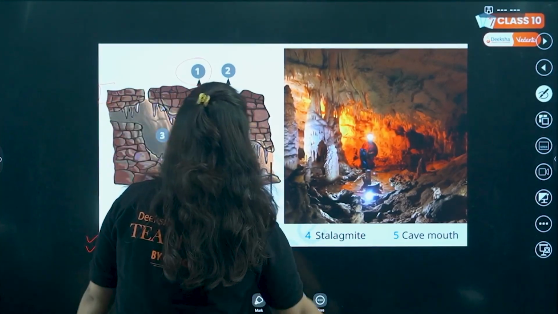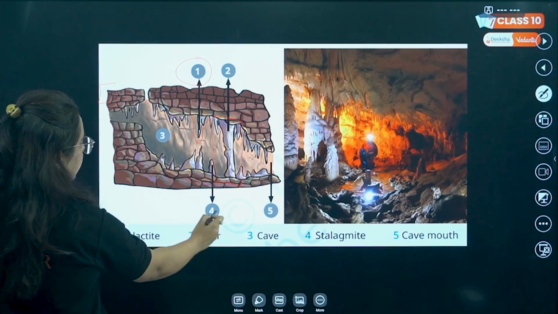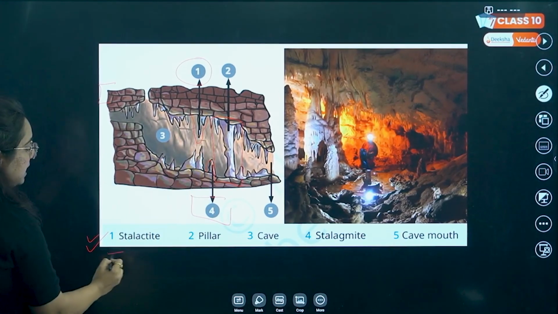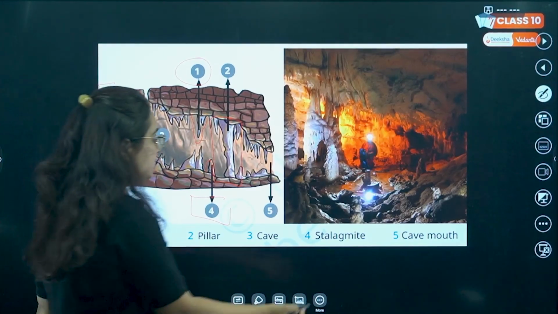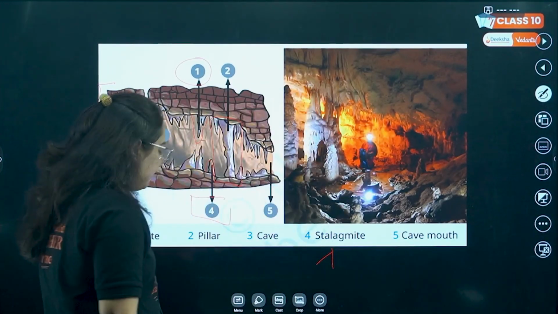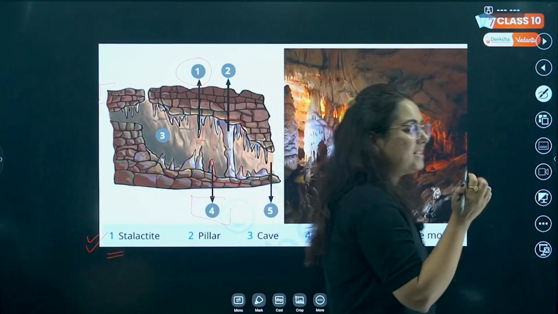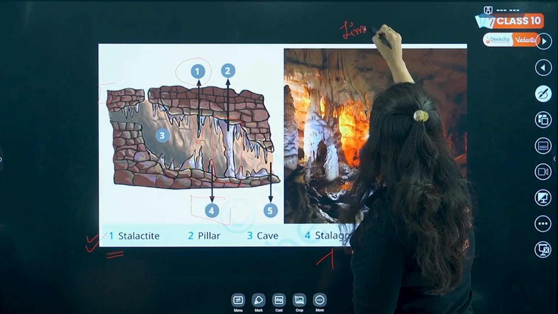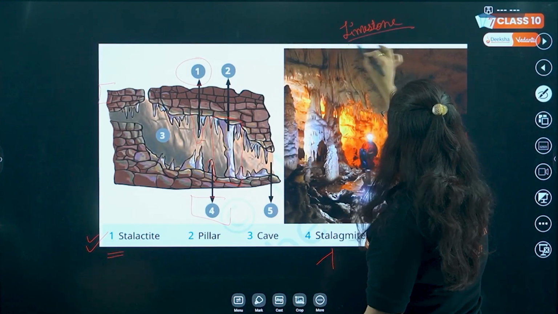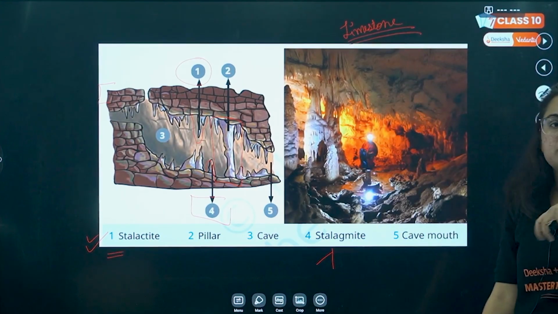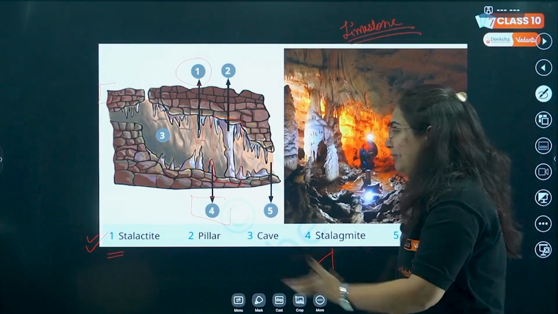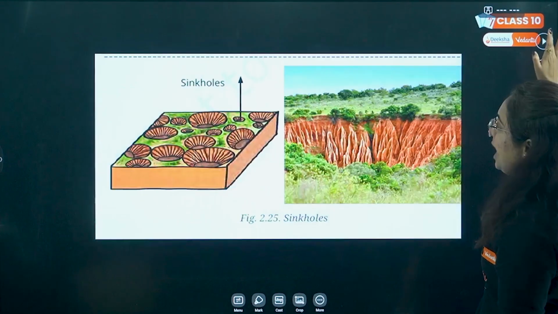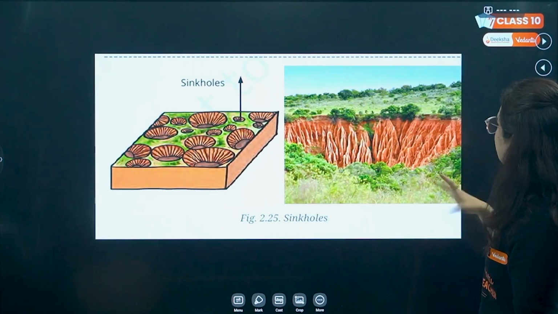Then stalagmite, basically this one. Okay, the below one. The above one is known as stalactite. The below one is known as stalagmite. Okay, and cave mouth is also there. So basically what happened when the composition of the rock is majorly of limestone, and limestone gets what? Eroded due to certain factors. It can be heat, it can be chemicals, it can be many more things. They form the different landform features which are listed over here. Okay, and this is sinkholes.